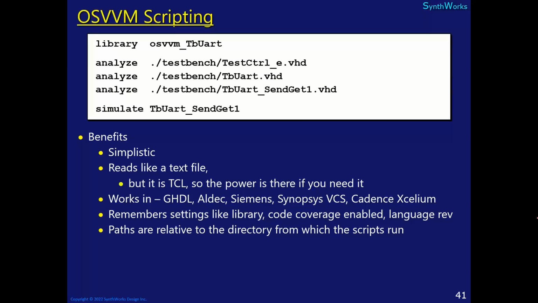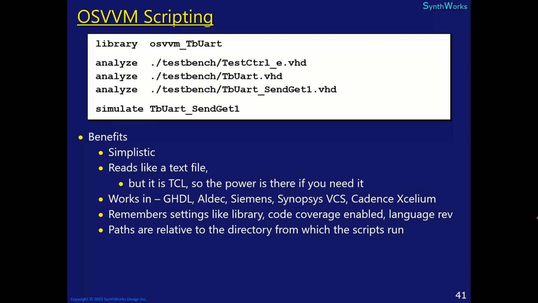The other thing OSVVM brings to us is scripting. The intent of OSVVM scripting is that it's simple. It reads like a text file, but it's Tcl, so it has the power of Tcl there if you need it. But it's okay to hate Tcl, right? Because most of the time we make it so you never, ever have to use Tcl.